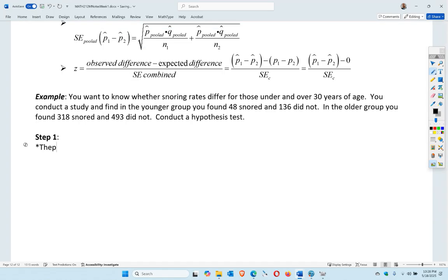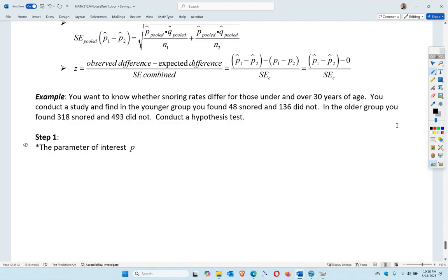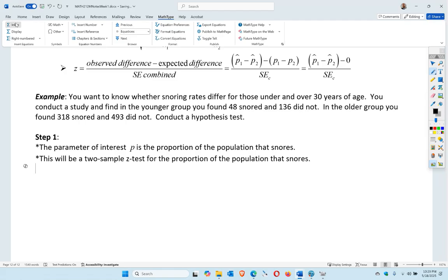All right, so the parameter of interest, which is still p for these, because it's still proportions, is the proportion of the population that snores. Sometimes they specify like U.S. citizens or males or females or children, and you'd have to be more specific in those cases. All right, so this will be a 2-sample z-test for the proportion of the population that snores. Okay, so the hypotheses here will be a little bit different because it's not a number now.